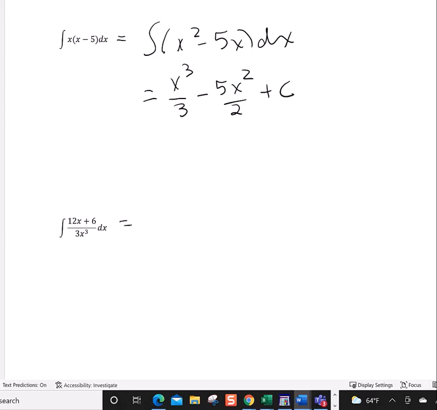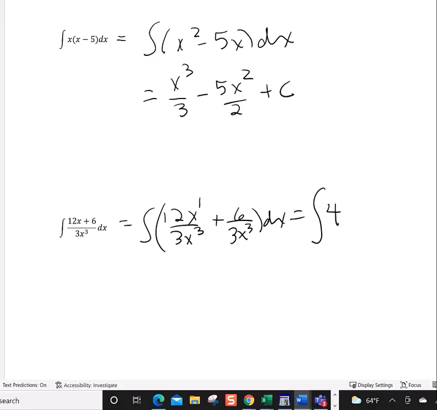Here I have 12x plus 6 over 3x cubed. So this time I want to divide. I'm going to write it the long way. 12x over 3x cubed plus 6 over 3x cubed, and then dx. Simplify some more. 12 divided by 3 is 4. This is x to the power 1 over x cubed. When you divide, you subtract exponents, so I have x to the negative 2. 6 divided by 3 is 2. I have x to the negative 3 dx.